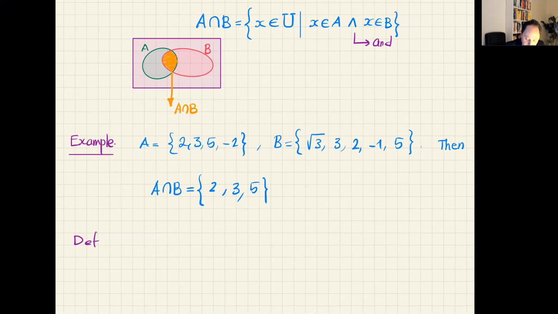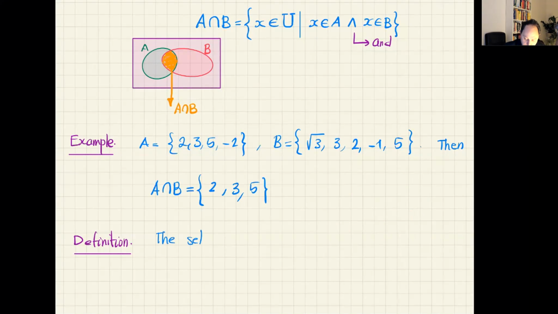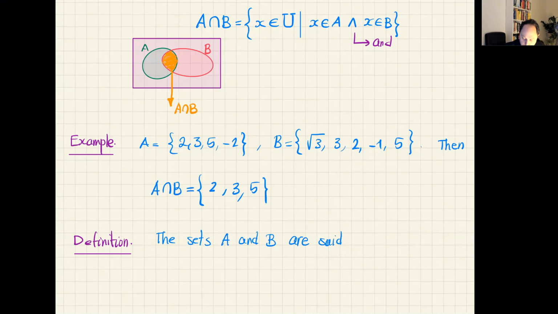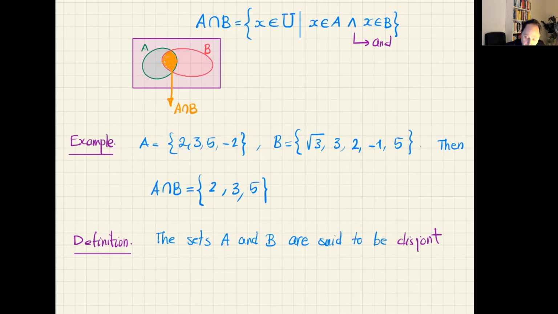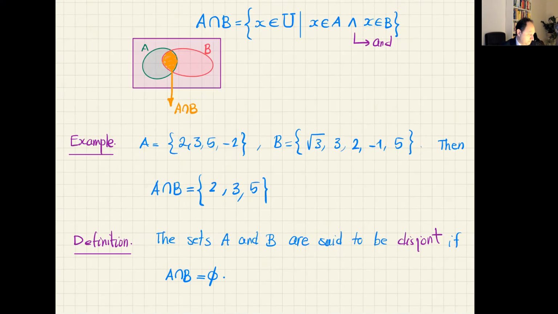So, definition. The sets A and B are said to be disjoint sets if A intersection B is the empty set. So that is just the terminology that I want you to know about this.